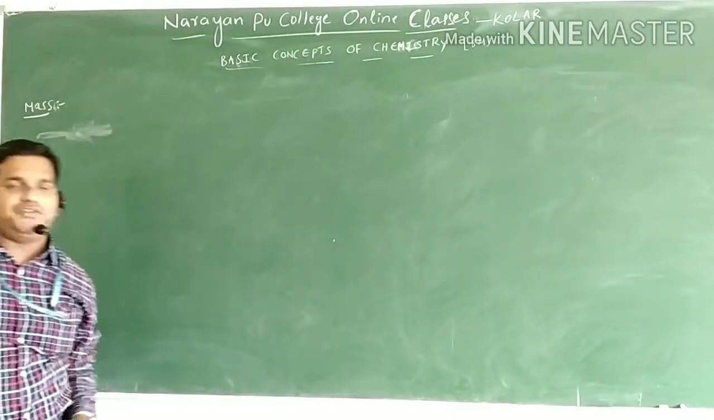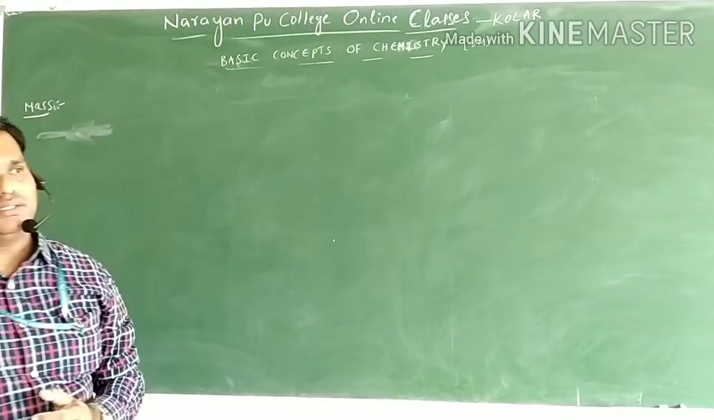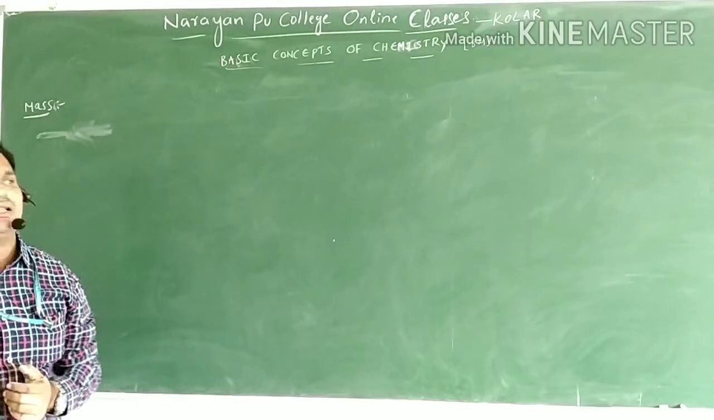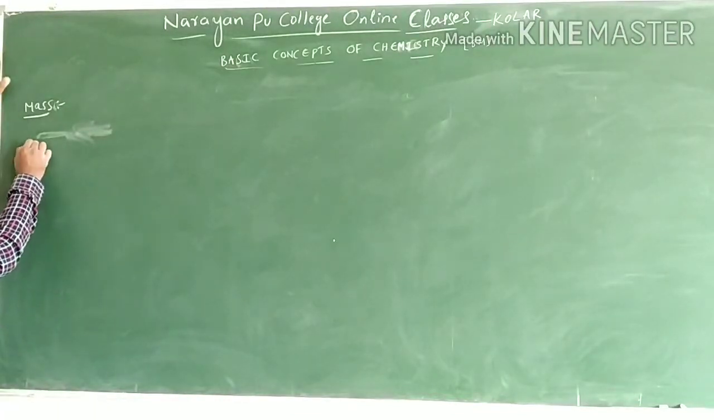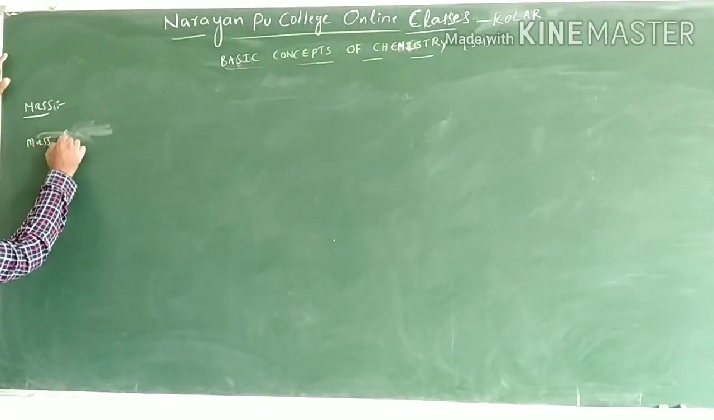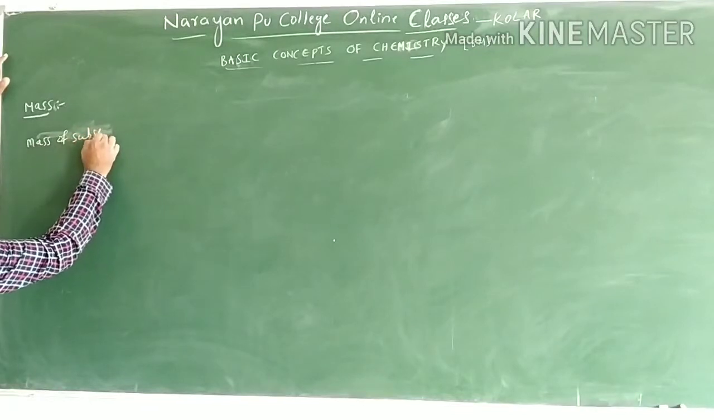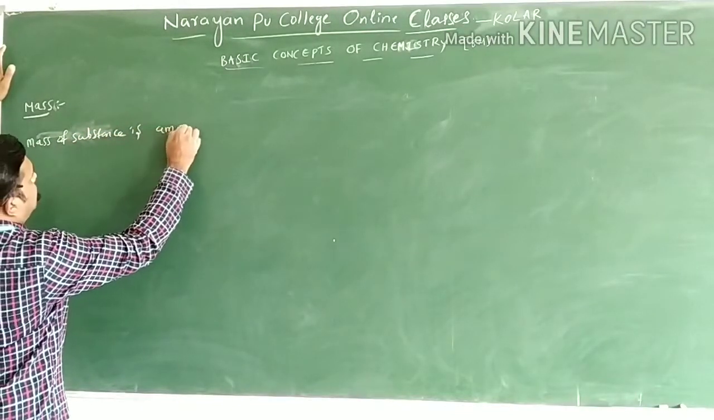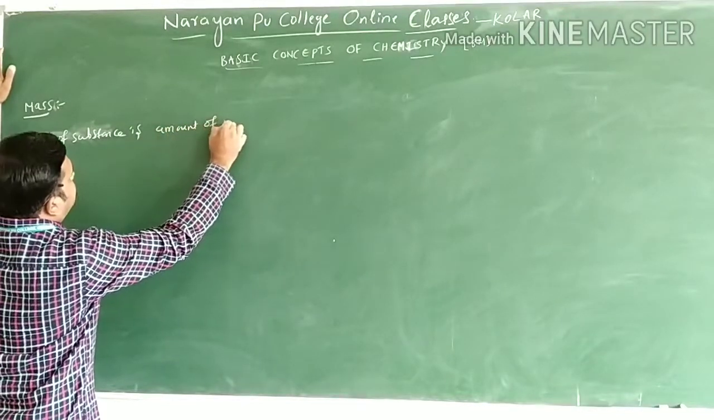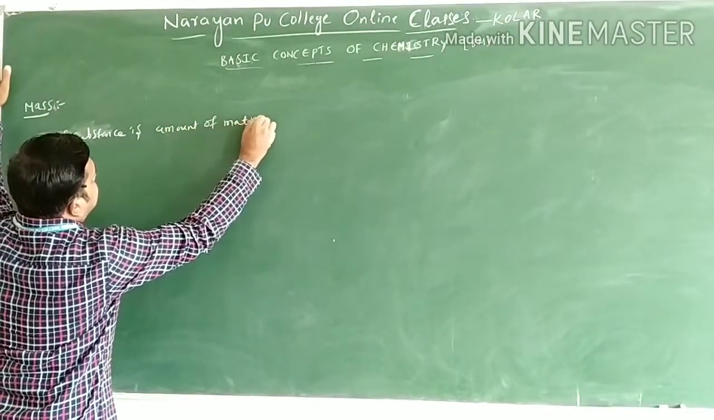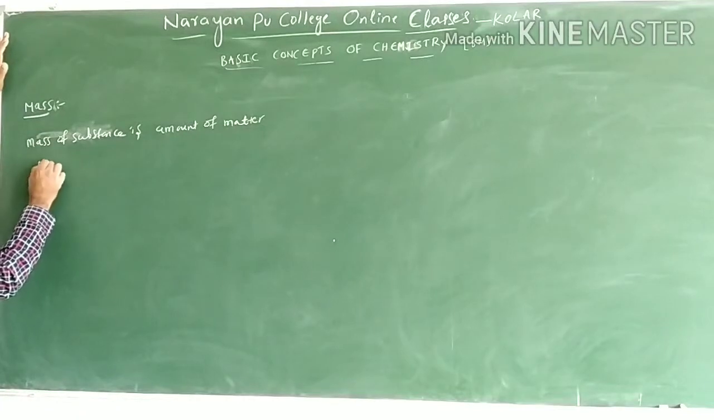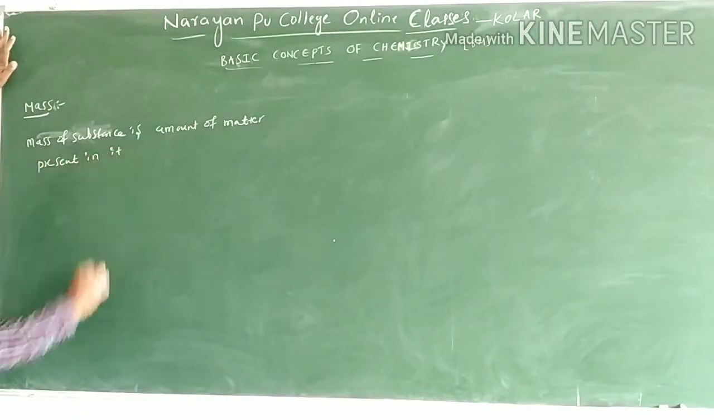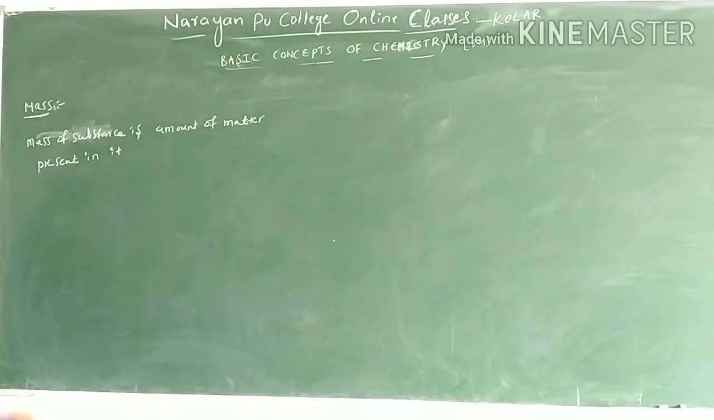Next we can see the definition of mass. What is mass? Mass of the substance is the amount of matter present in it. This is called mass.